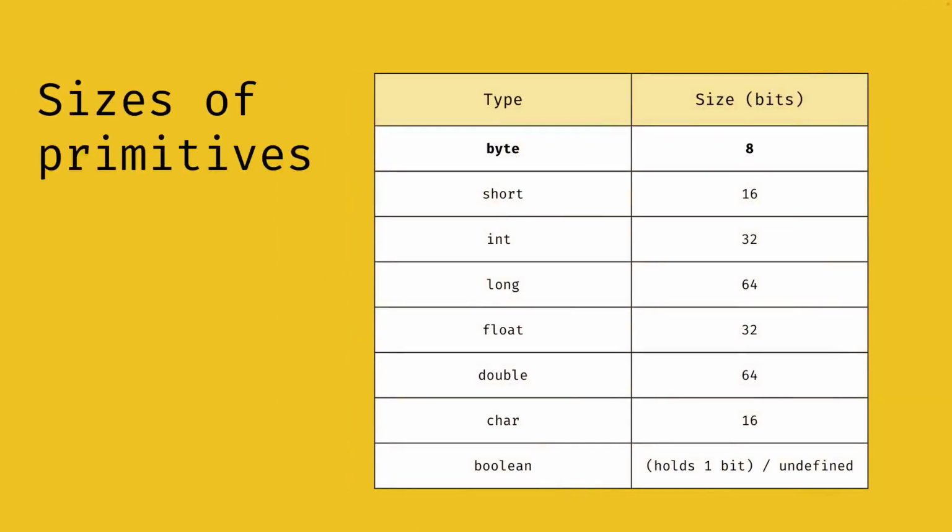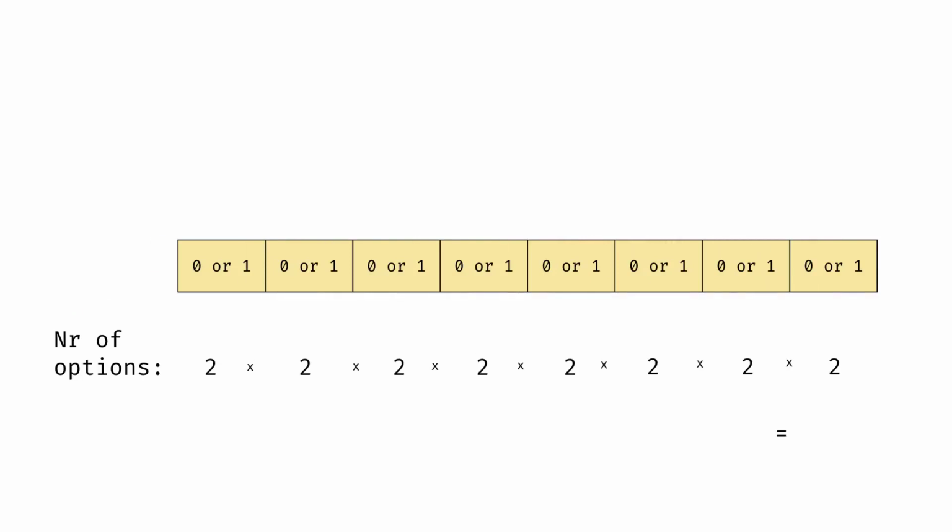If we look at byte, byte is an 8-bit signed value. What does this mean? Well, 8-bit means that we have 8 options for 0 or 1. This would give us a total of 2 to the power of 8 options. As you can see on the slide, every cell holds 2 options, hence we go to 2 to the power of 8, since we have 8 cells, 8 bits.